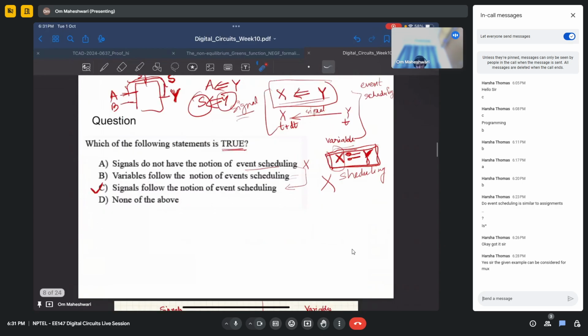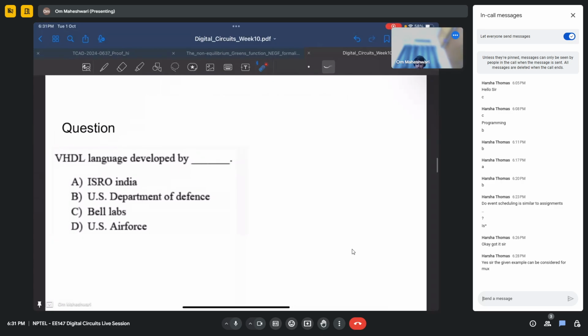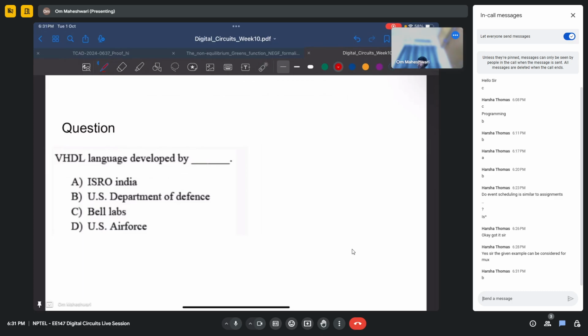Okay, so let's go back to the next question. VHDL language is developed by... right, it is developed by the US Department of Defense.